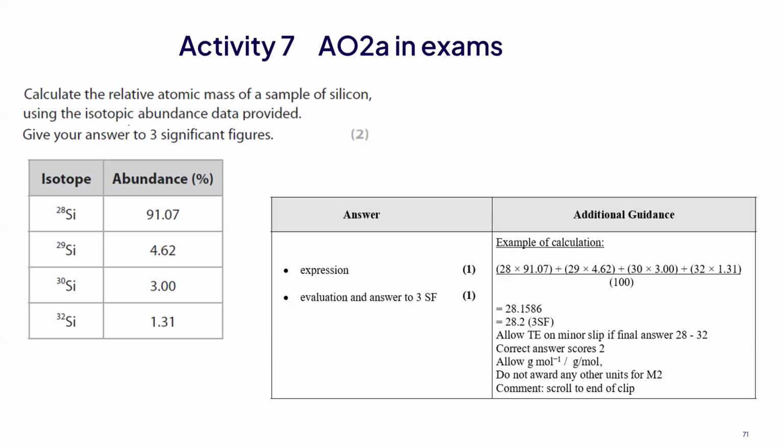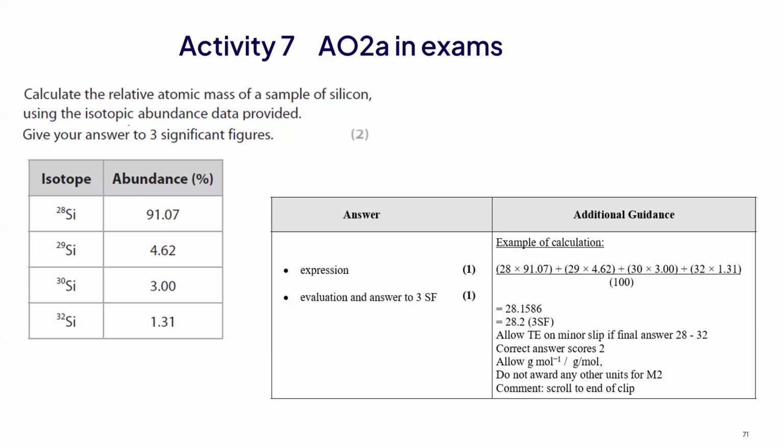Allow a transferred error on a minor slip as long as the final answer is somewhere between 28 and 32. Correct answer on its own scores 2, because that's off our regulations for UK examinations, which we apply in international examinations with Pearson's.